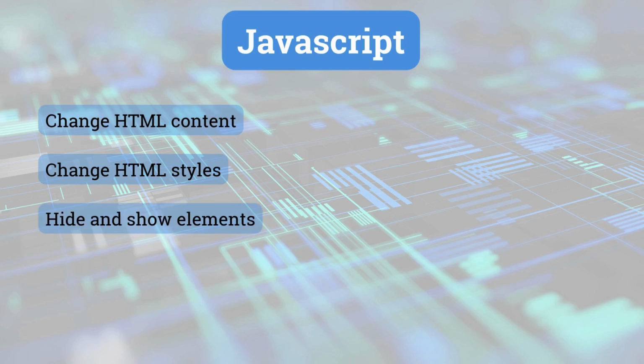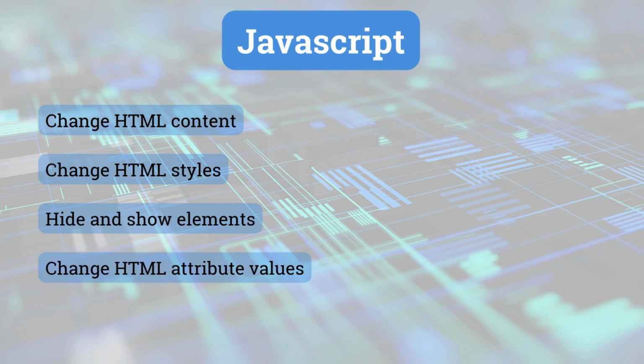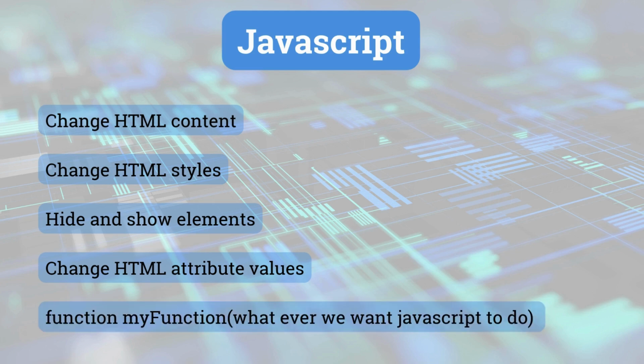We can hide and show elements, like our mobile menu, where you can hide and show the drop-down. We can change HTML attribute values, like the width and height of elements. We can create functions to do whatever we want to in JavaScript. One example is a mobile menu.